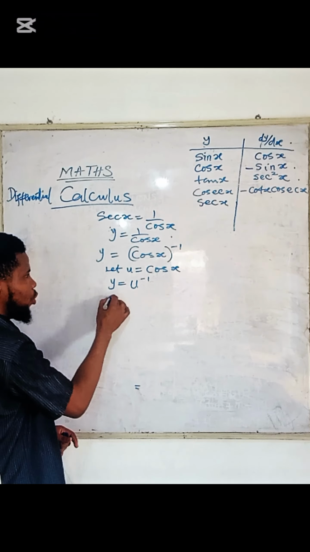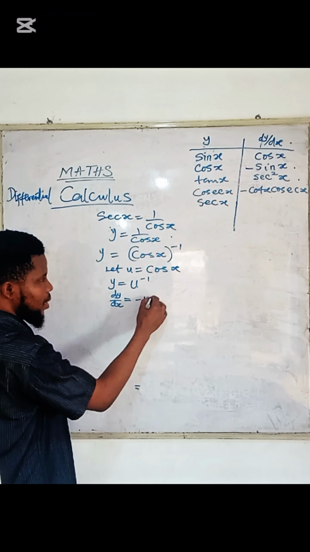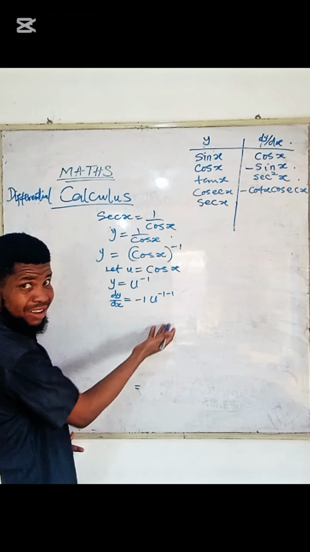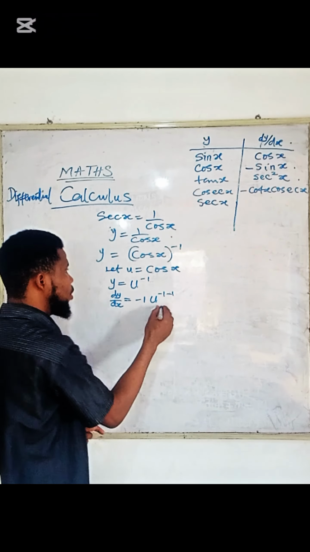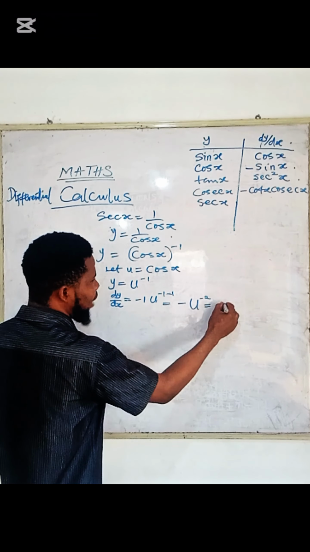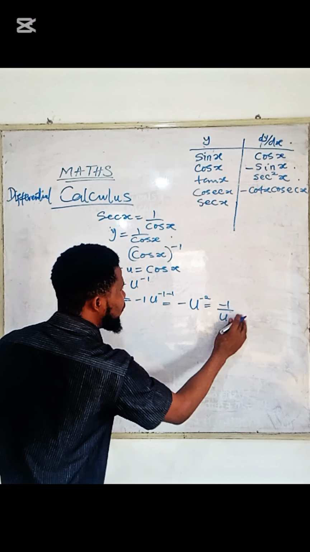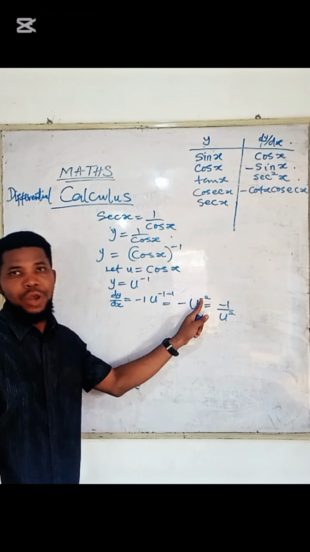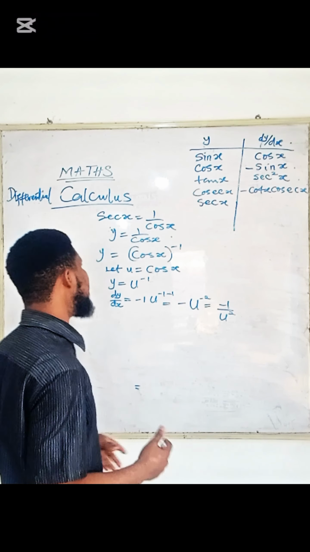I have to differentiate it. So dy/du, now what? Minus 1, then U to the minus 1 minus 1. I mean, you use this one to multiply, then you remove 1 from the power. Is it not correct? So now it's minus U raised to minus 2, which is the same thing as minus 1 over U squared. Why 1 over U squared? Because you have the minus there. Minus means inverse, it goes to the denominator. Are you getting it now?